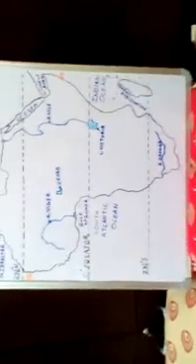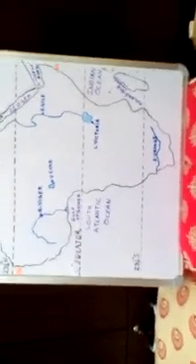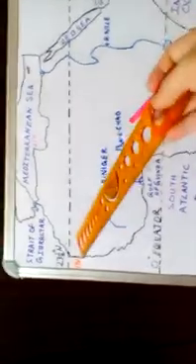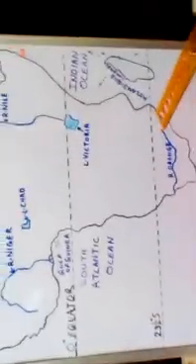Moving on to the latitudinal and longitudinal extent, the lines of latitude are the imaginary lines joining all places having the same latitude towards the north or south of the equator. And these lines are parallel to the equator. The most important lines of latitude in Africa are your equator, 23.5 degrees north, that is your Tropic of Cancer, and 23.5 degrees south, Tropic of Capricorn.